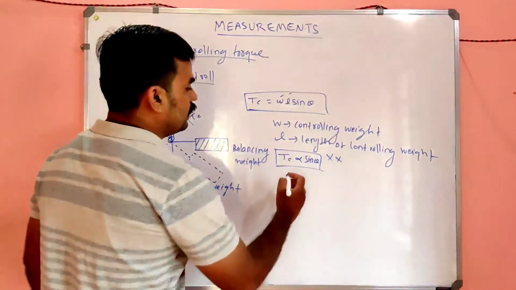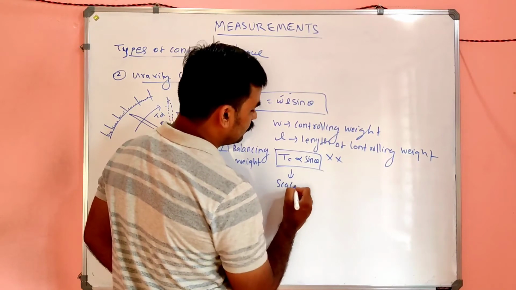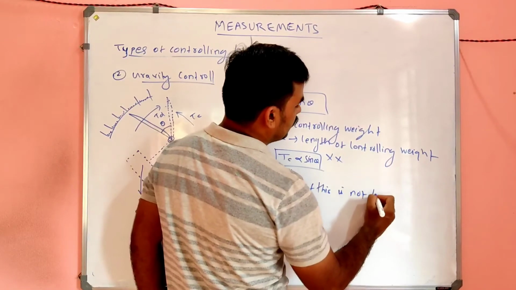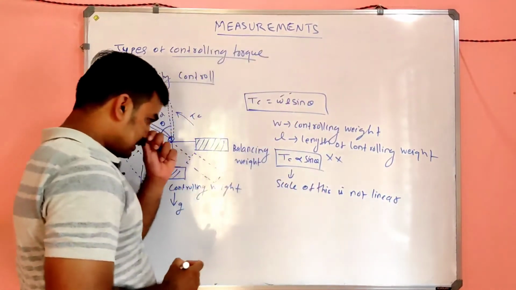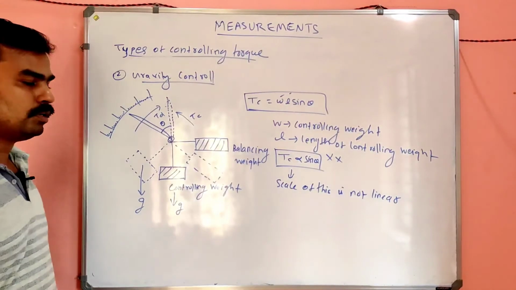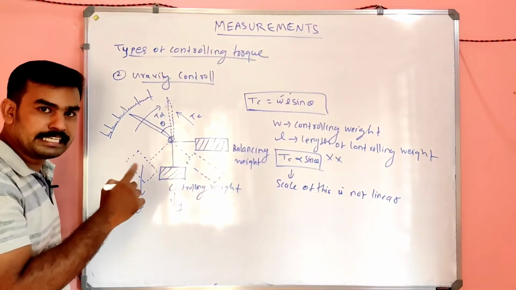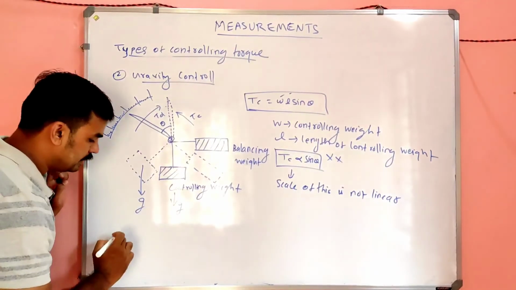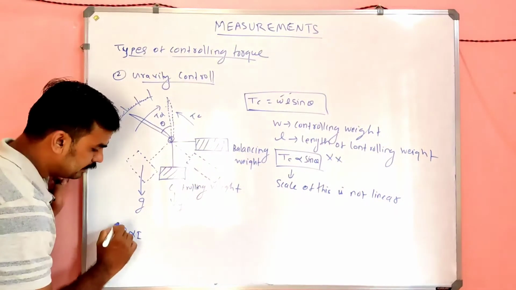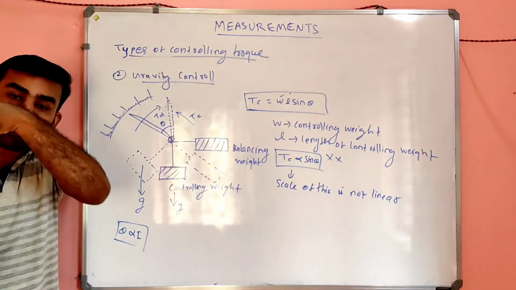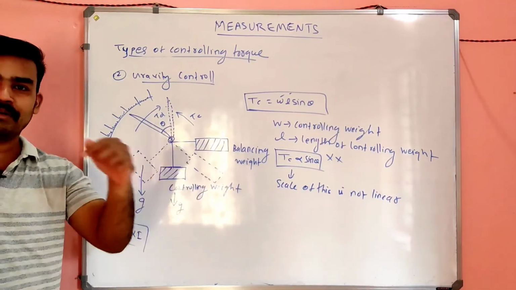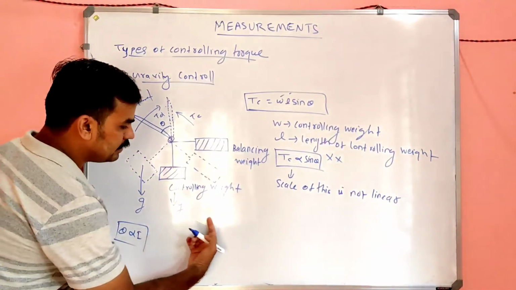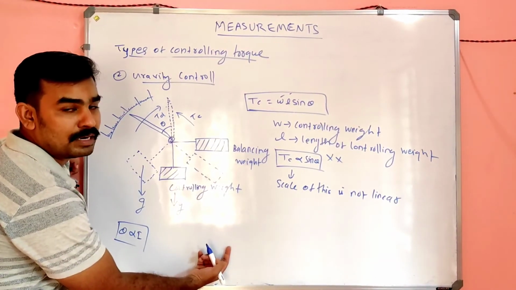So the scale of this instrument is not uniform, not linear. In the previous case, spring control, theta was proportional to I. That means the deflection angle theta is directly proportional to a quantity, not to sin or tan. The deflection angle is proportional to what? The current I.